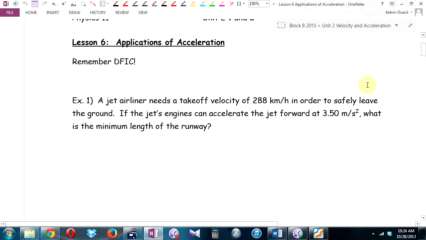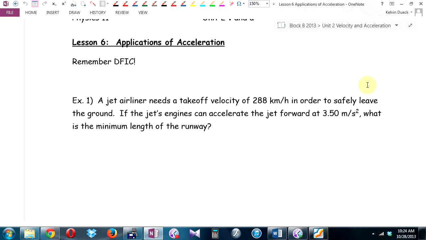Example 1 says this. A jet airliner needs a takeoff velocity of 288 kilometers per hour in order to safely leave the ground. If the jet's engines can accelerate the jet forward at 3.5 meters per second squared, what's the minimum length of the runway? Okay. What are they asking me to find here?